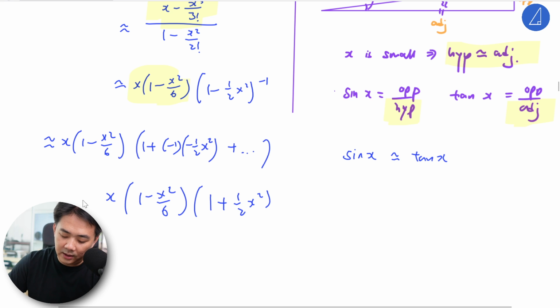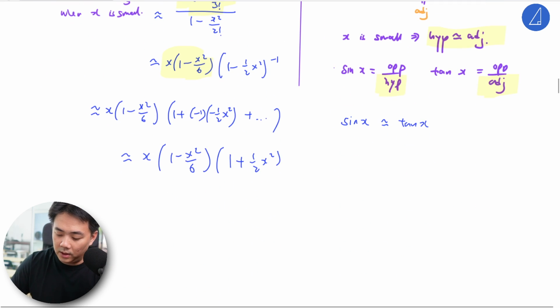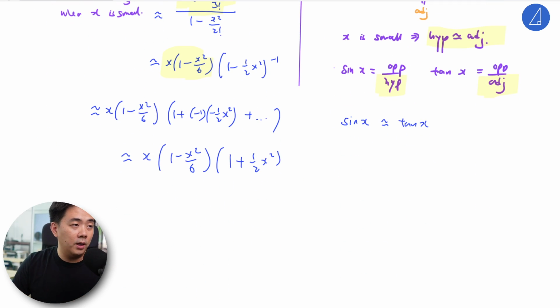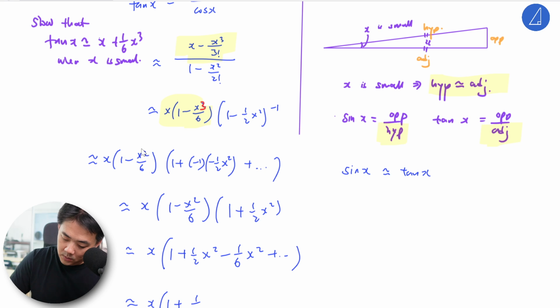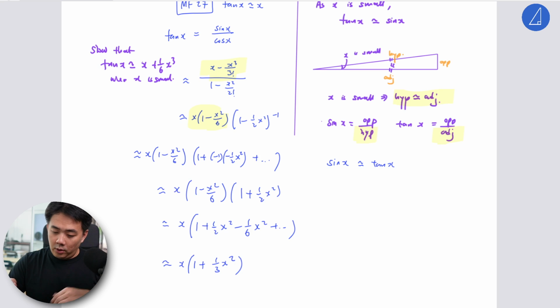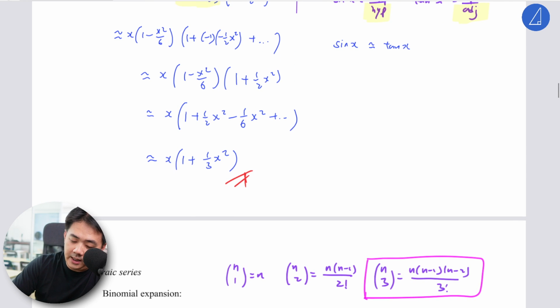Let's say the question is: show that tangent x is roughly equal to x plus 1/3 x cubed when x is small. They can ask it like that, so you just do this long working. It's in the syllabus, so the cube can be ignored. Sorry, this is square. I remembered wrongly, this is 1/3. Okay, so that's how you show it. Remember that tangent x is roughly equal to x.